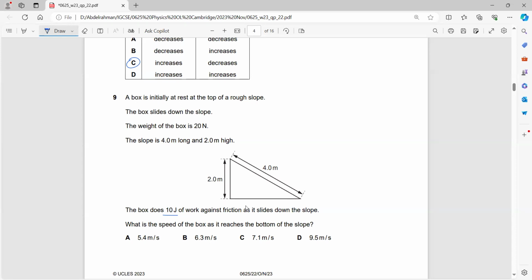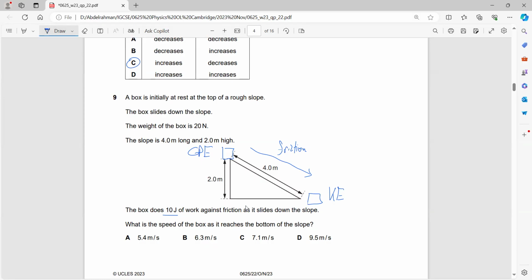Why? Because initially the box was here. It had some gravitational potential energy. As it's moving down, it loses some energy due to friction, as thermal energy, as heat energy, and then as it reaches the bottom, it has some kinetic energy. Usually we say that the kinetic energy is equal to the gravitational potential energy, but in this case the kinetic energy would be slightly less, because some of the energy was lost due to friction.